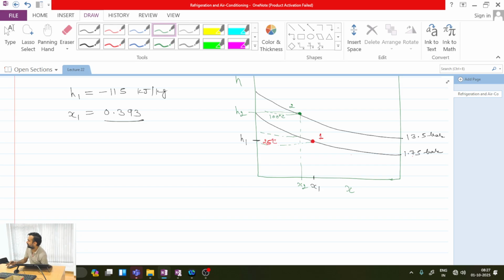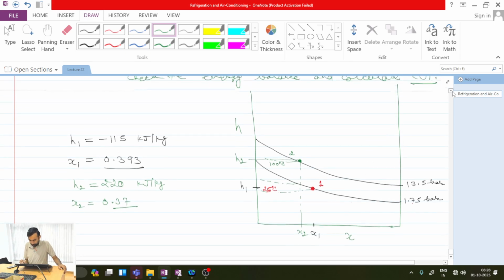All are able to locate? Okay. Now how to locate point 3? If you have located H2 point 2, then you can calculate H2 and X2. Can you tell me what is H2 and X2? H2 is equal to 220 kilojoule per kg. And X2 is 0.37. Okay. Now, how to locate point 3? Please tell me.